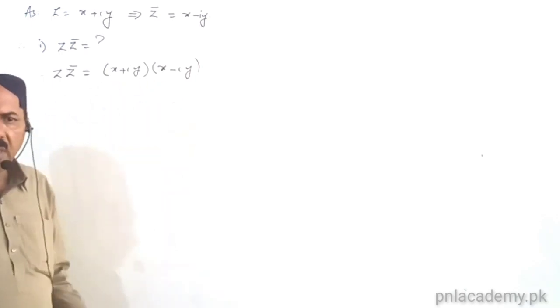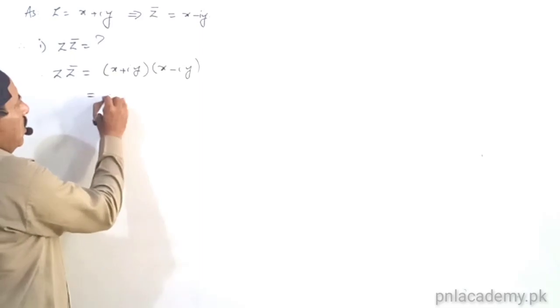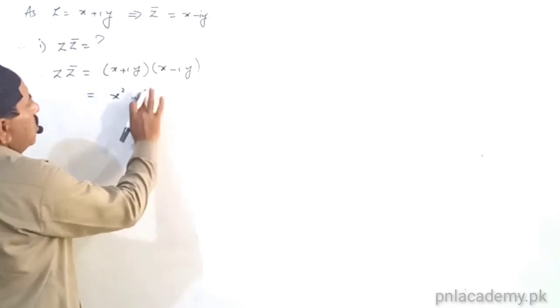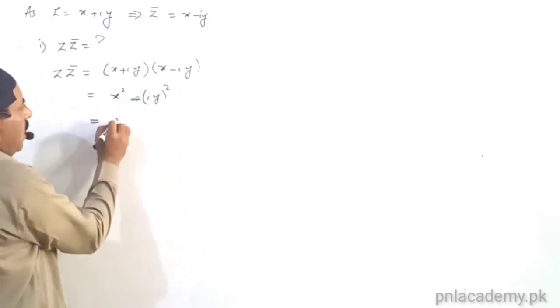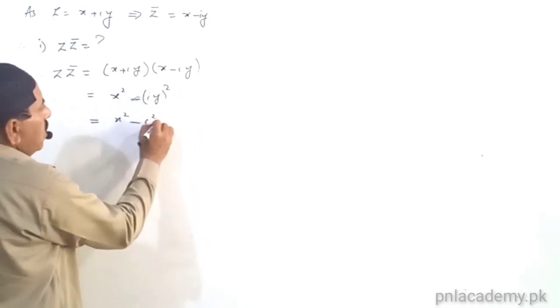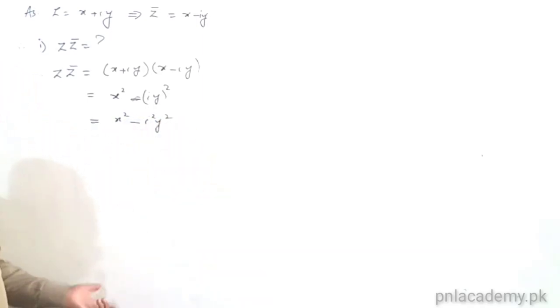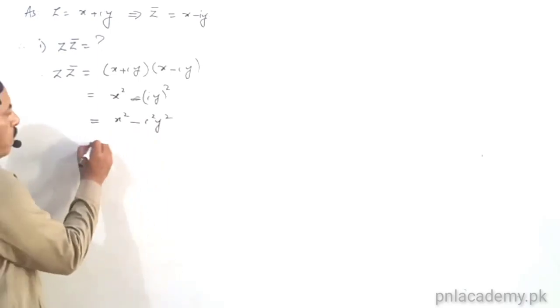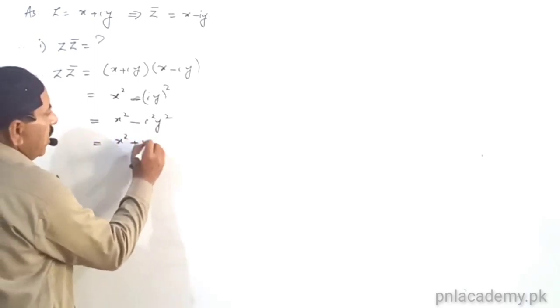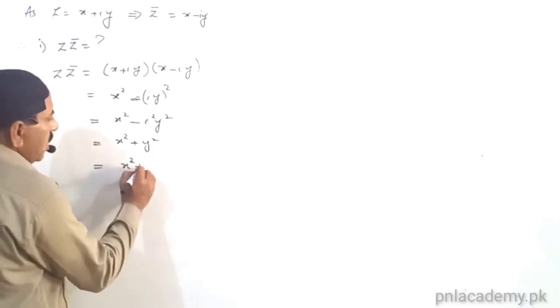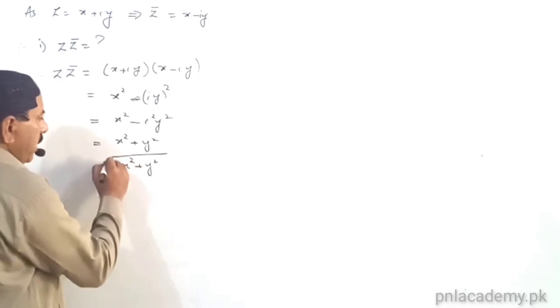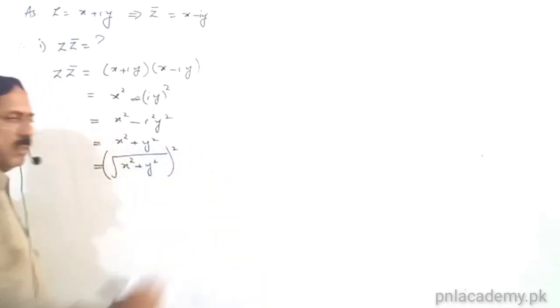So, this plays the role of a plus b and a minus b. This can be equal to x square minus iota y whole square. This will be also x square minus iota square y square. You already know that the value of iota square is equal to minus 1. The minus into minus plus. So this will be x square plus y square. X square plus y square is equal to radical x square plus y square whole square.